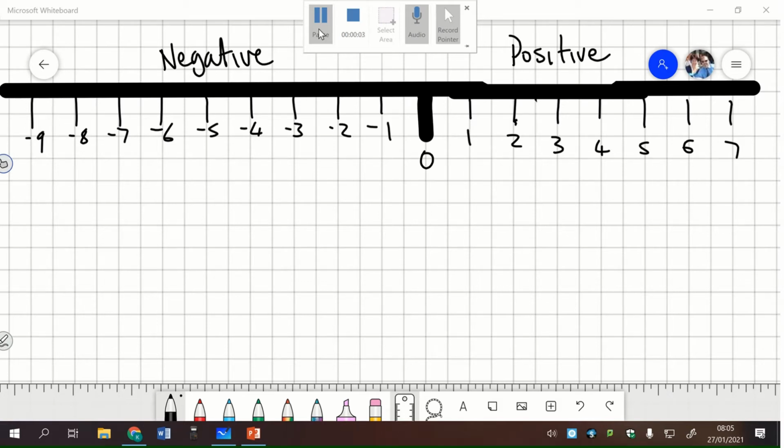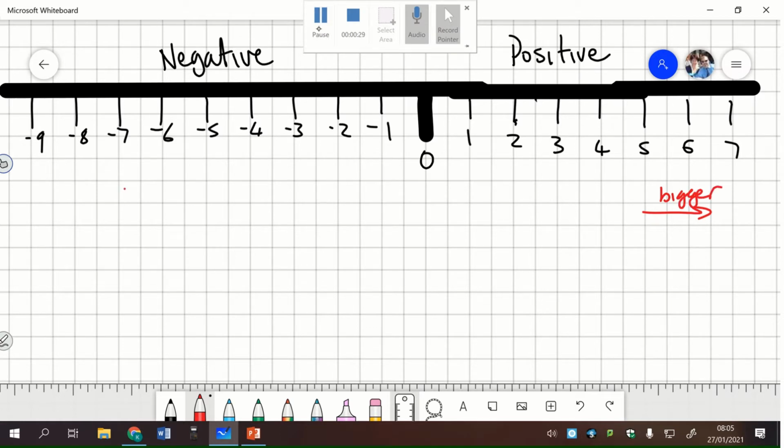Okay, so we're going to have a look this morning at the negative numbers. One of the key bits that I think is really important with negative numbers is that even when we're on the left-hand side, in the area over here where we've got negative numbers, the numbers to the left are still smaller than the number to the right. So these numbers over here are bigger.